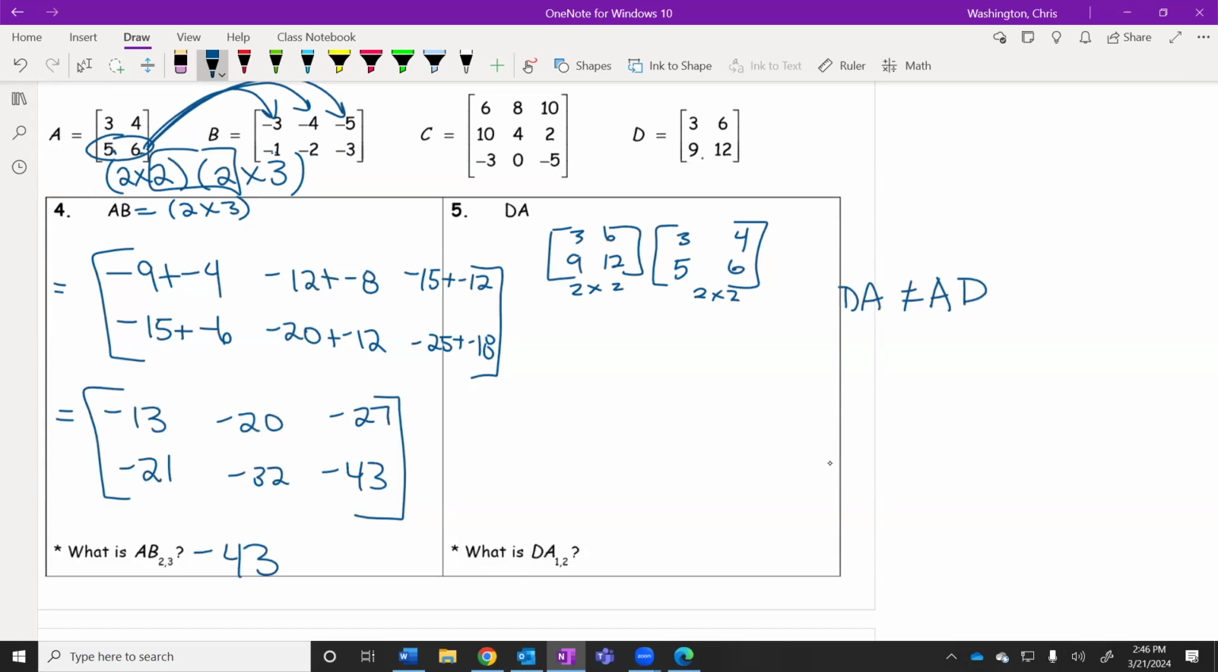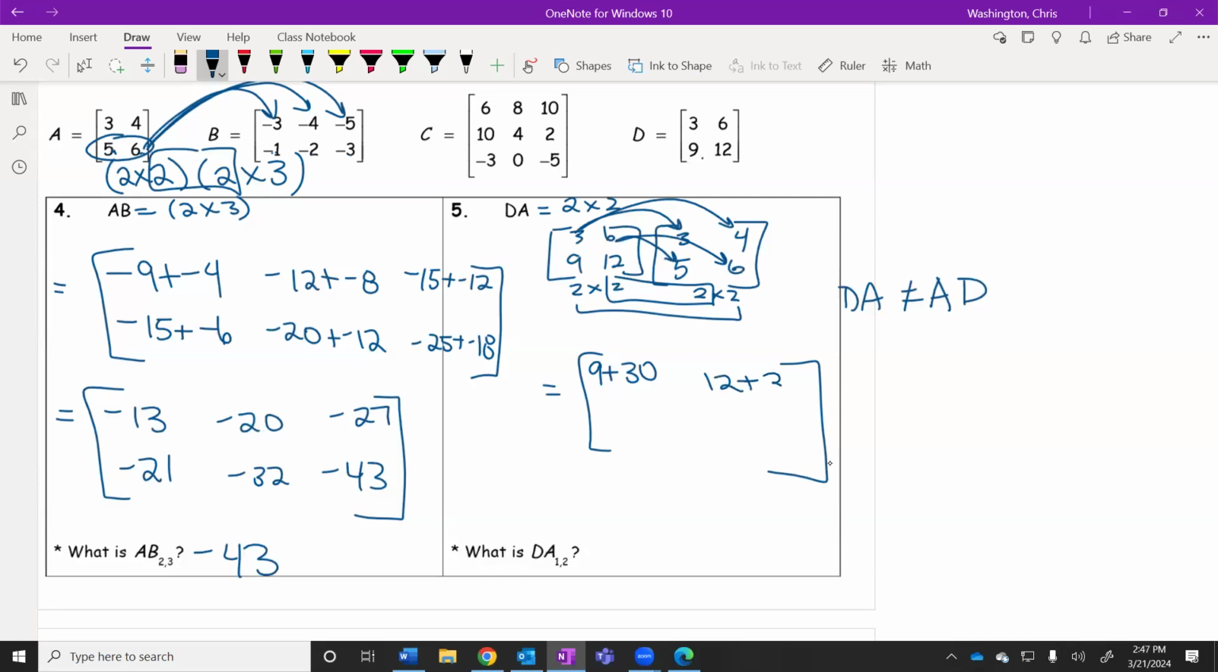Yes, they can be multiplied, and the answer is going to be a 2 by 2 matrix, because the 2 by 2 is left over. How do we multiply? 3 times 3, 6 times 5, and then we're going to add those together. So 3 times 3 is 9, and 6 times 5 is 30. And then we're going to multiply 3 times 4. 3 times 4 is 12, and 6 times 6 is 36. So the right number always goes to the bottom number? Yeah, that's correct.